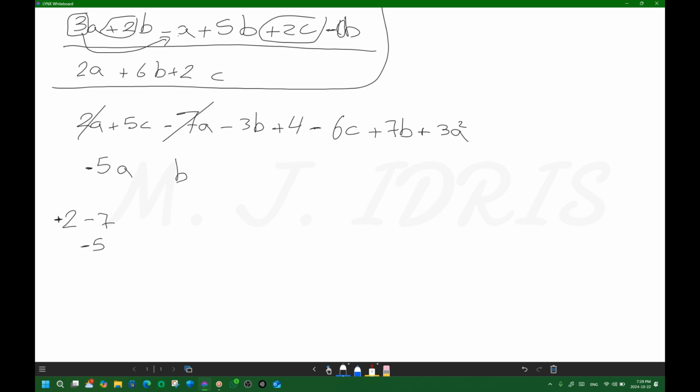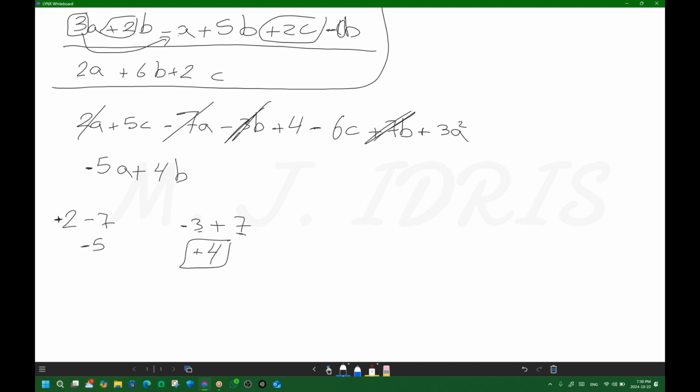Now I'll start solving B. As for B, I have this one here and this one here. Let me write them down. Negative 3, positive 7. They're not from the same army, they're not from the same family. So they're going to fight, or we're going to subtract them. Not the same sign, so we subtract. 7 minus 3, the answer is 4. The greater sign is positive because it has number 7 next to it, while negative has 3. So the answer is positive 4B. Now I'm done with the B's here.